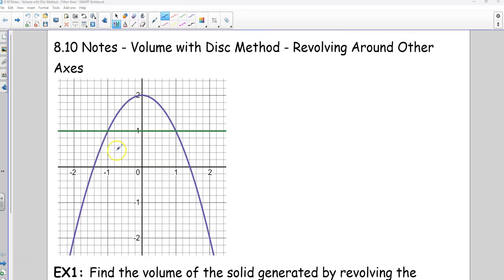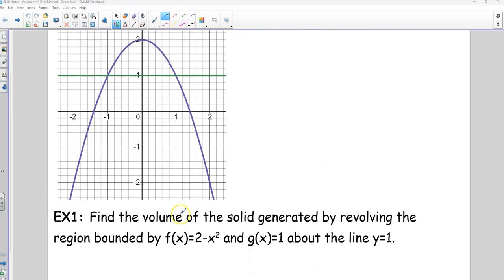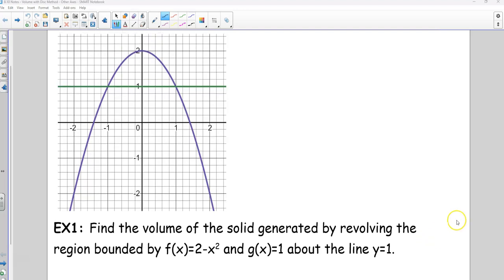Okay. So we can see here I have given you a graph. Find the volume of the solid generated by revolving the region f of x equals 2 minus x squared and g of x equals 1 about the line y equals 1. Okay, so we're talking about this region right here, and we are revolving this region around the line y equals 1.